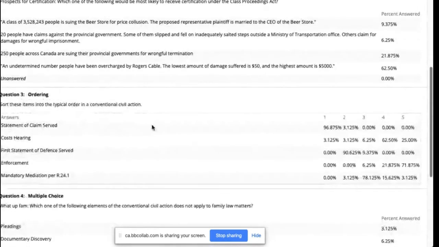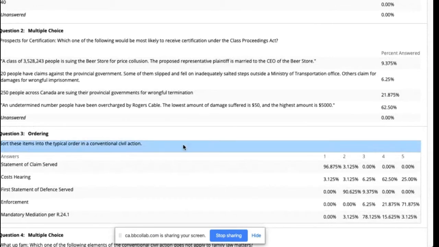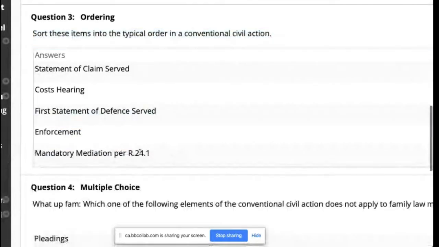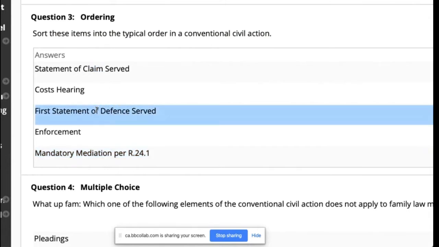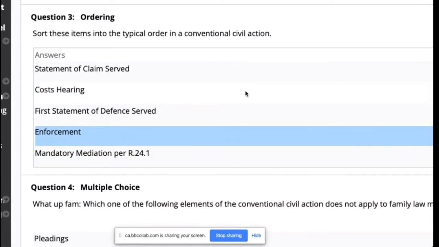This one was a callback to our mandatory mediation material, and it was just picking up the fact that mandatory mediation happens quickly after the statement of defense. So statement of claim first, then statement of defense, then this, and then this, and then this. All right. Mandatory mediation third, that's correct.